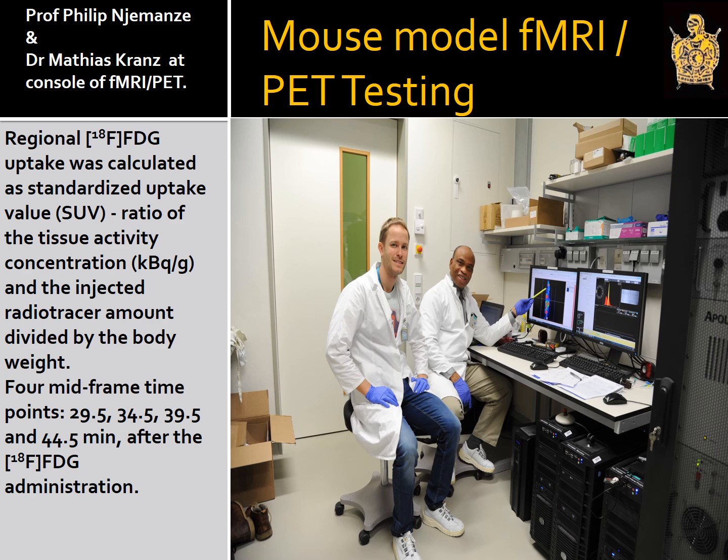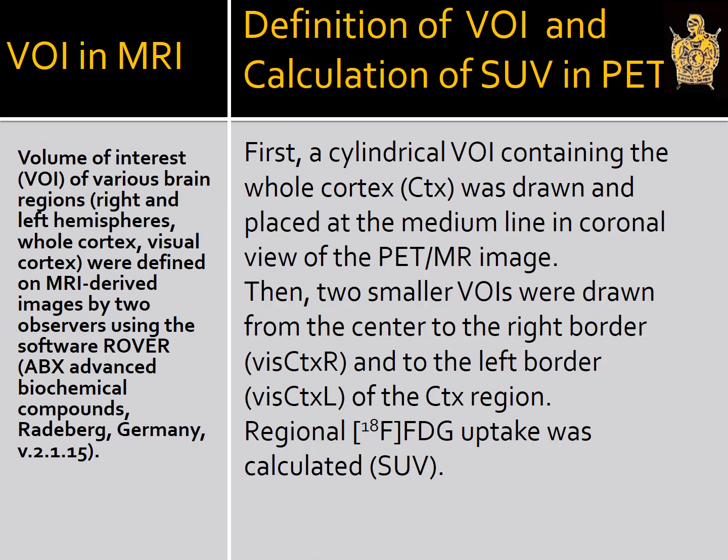There were 4 mid-frame time points: 29.5, 34.5, 39.5, and 44.5 minutes after the FDG injection. We defined the volume of interest in the right and left visual cortex.